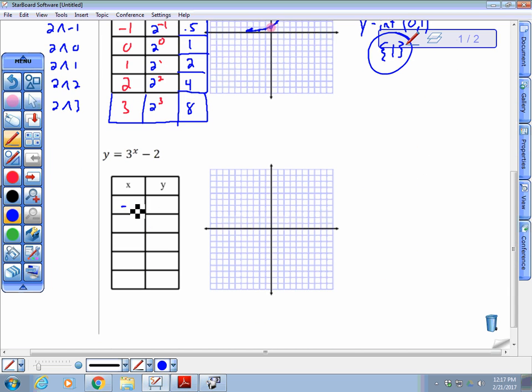All right, this one here, let's put in the negative 2, negative 1, 0, 1, 2. And in this section right here, I'm going to white this part out and put in there 3 raised to the x minus 2. So in this particular problem, it's going to be 3 raised to the negative 2 minus 2, 3 to the negative 1 minus 2, 3 to the 0 minus 2, 3 to the first minus 2, and 3 to the second minus 2, and then our y values.